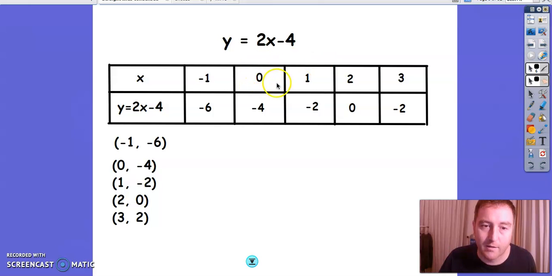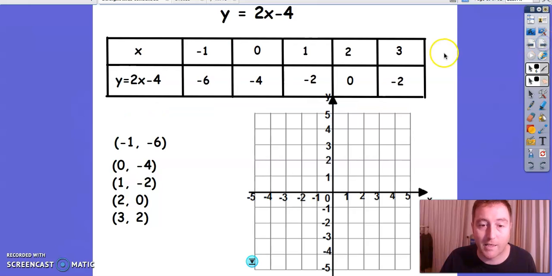We take this, times it by 2, then take away 4. Times 2, 1 times 2 is 2, take away 4 is -2. 2 times 2 is 4, take away 4 is 0. 3 times 2 is 6, take away 4 is 2. And so we get the coordinates (-1, -6) here, (0, -4), (1, -2) is that coordinate, (2, 0) is that coordinate, and (3, 2). Okay, that is how we generate points from an equation.